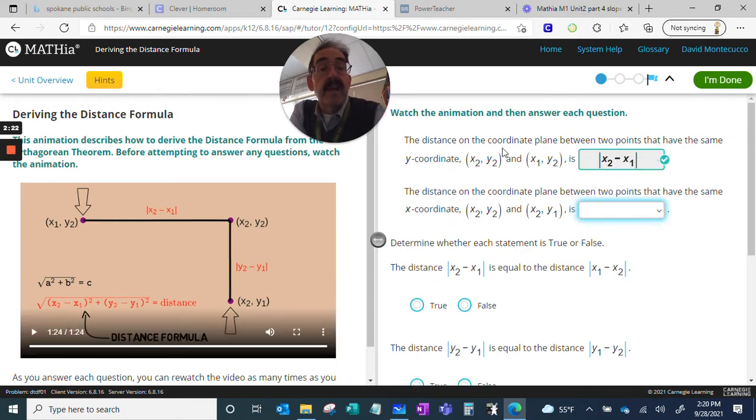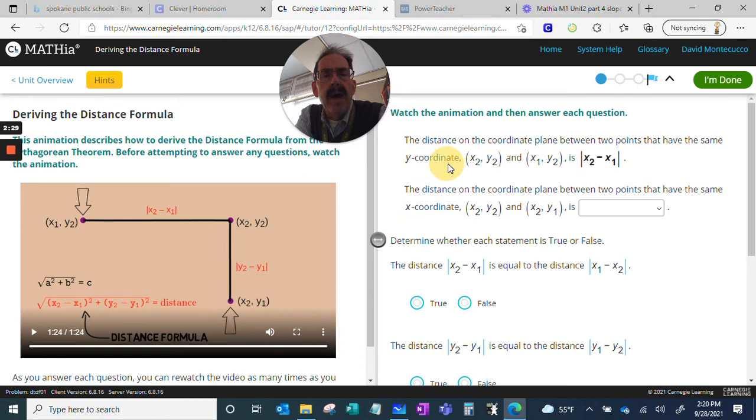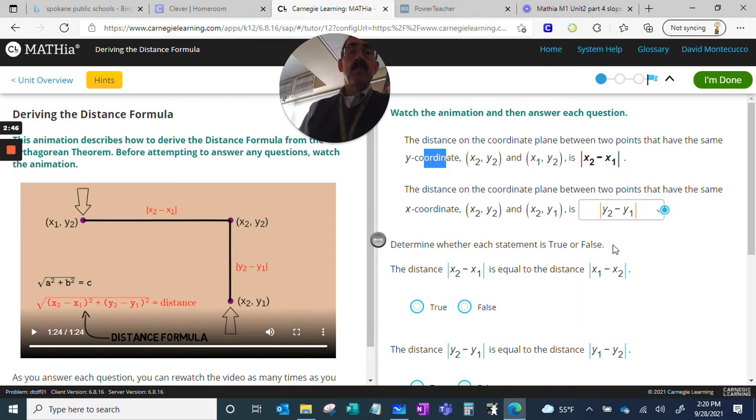All right, so now see the key here? One, you can use your hints. Two, points that have the same y coordinate, that's a flat line. So that's why it was just the distance between the two x's. Points that have the same x coordinate make a vertical line. So that's just the y values.